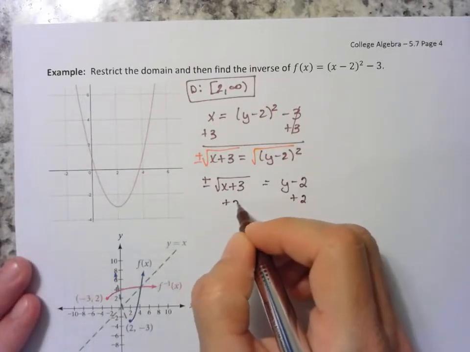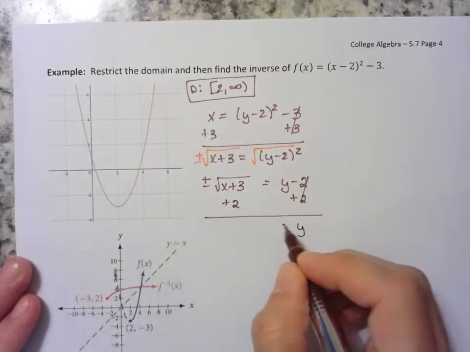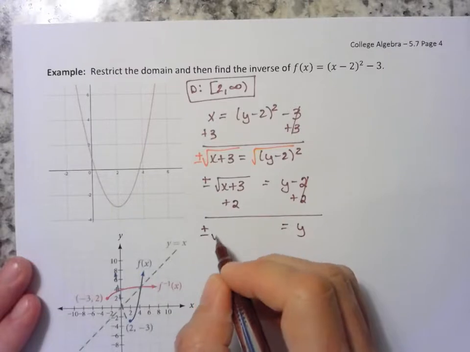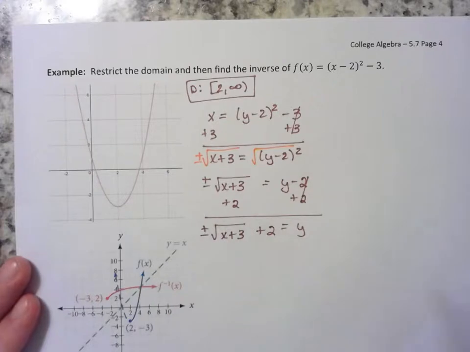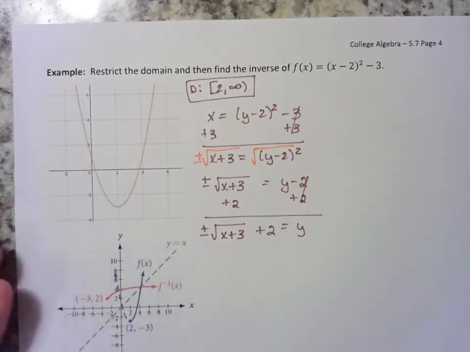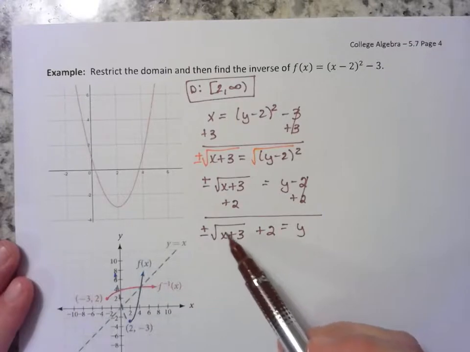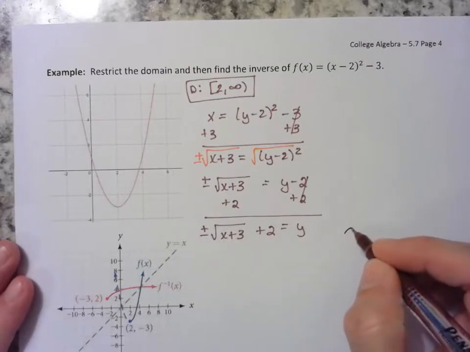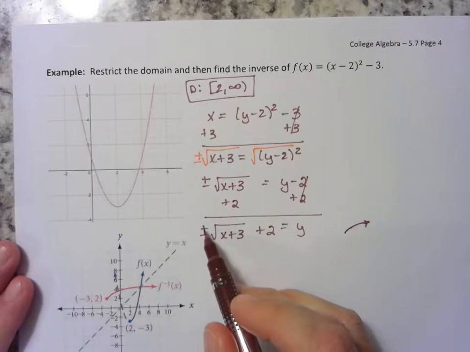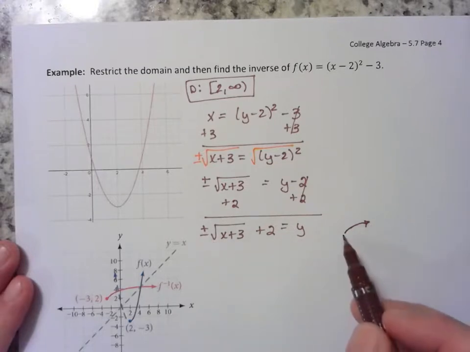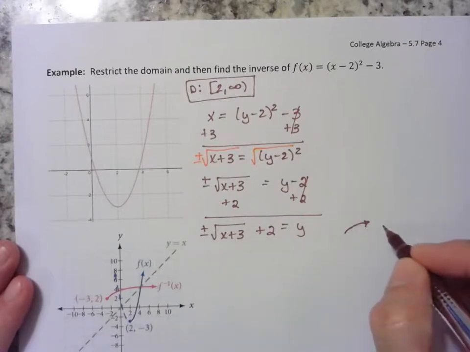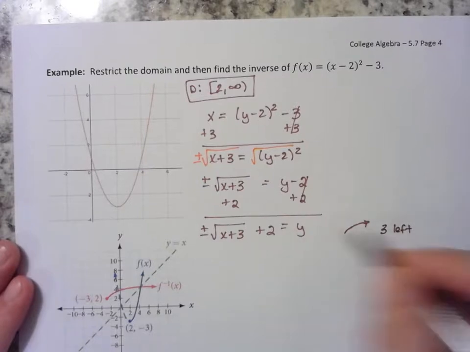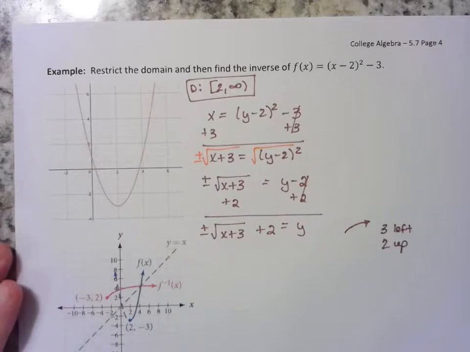Then we add 2 to both sides. We get y is equal to plus or minus the square root of x plus 3, plus 2. And if you wanted to, you could put the 2 in the front. Doesn't matter either way. This kind of helps us see what's going on though. This is the square root function, so it makes that general shape. The positive one is just like this. The negative one would be flipped over. Okay, this means it goes 3 to the left and up 2. Right? 3 to the left and up 2.